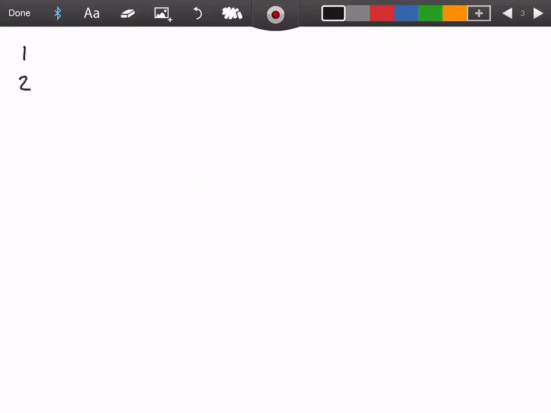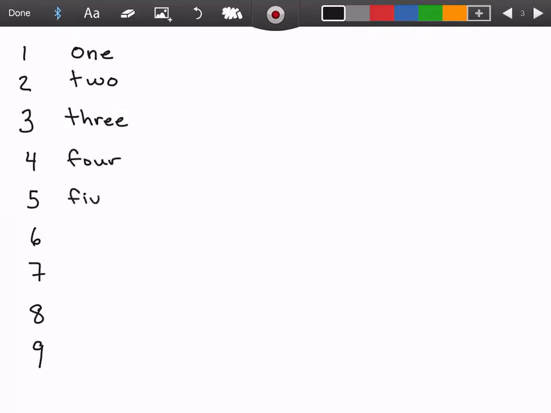So this is 1, 2, 3, 4, 5, 6, 7, 8, 9. The way we write these out in words is 1, 2, 3, 4, 5, 6, 7, 8, 9. These represent all the numbers in the ones place. They are single-digit numbers.